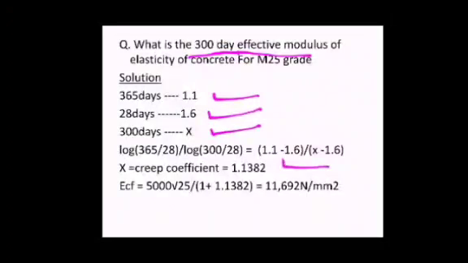1.1382. After getting the creep coefficient value, we can easily put it in the empirical formula given by IS, that is 5000 root fck divided by 1 plus theta, and you can find the solution of this question. This is 11,692. If it is short term, then it is 25,000, but as it is given effective modulus, the answer is 11,692 Newton per mm square.